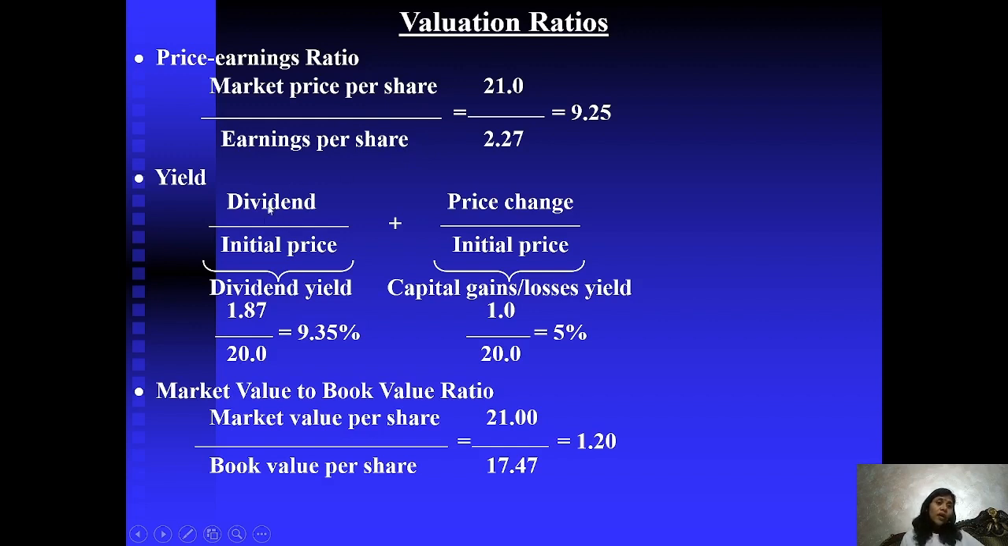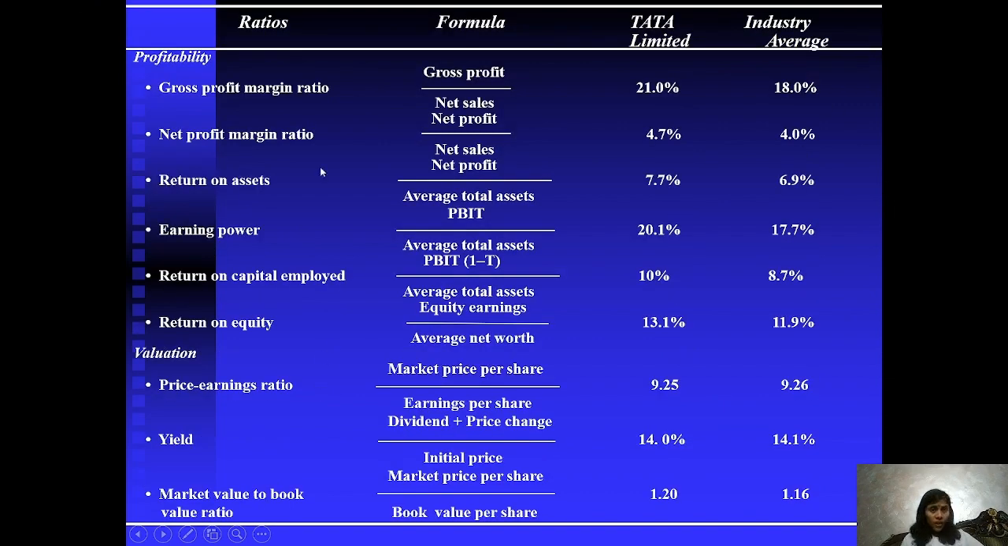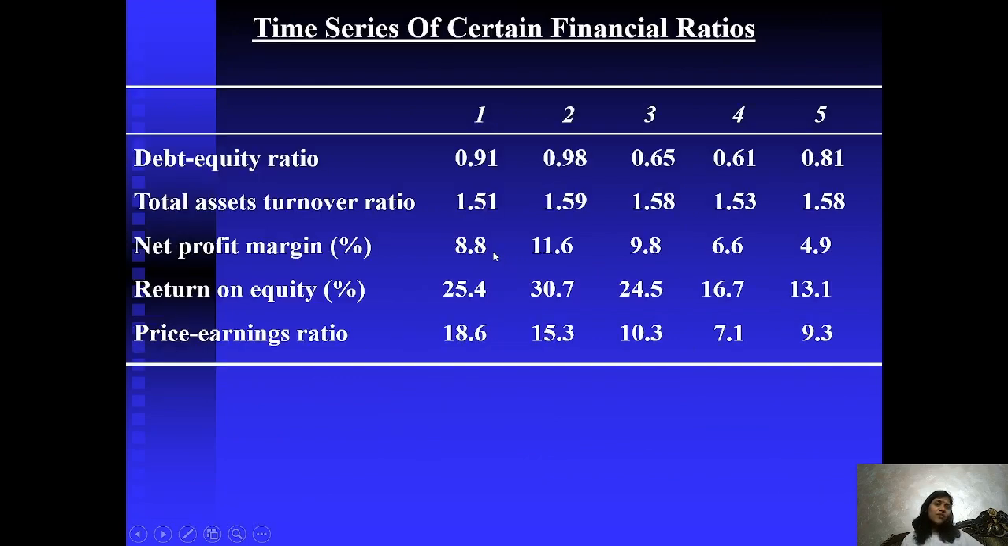So yield, what is that? The dividend divided by the initial price is the dividend yield, and the price change divided by the initial price is the capital gain. The market value to book value ratio means the market price per share divided by the book value, the original cost. We compare with the industry average; this is Tata Limited there in the industry average, because we had done the comparison. All these formulas we have to calculate in percentage.